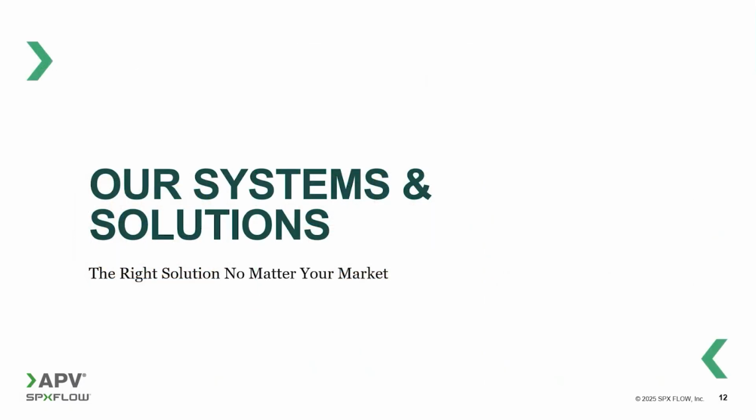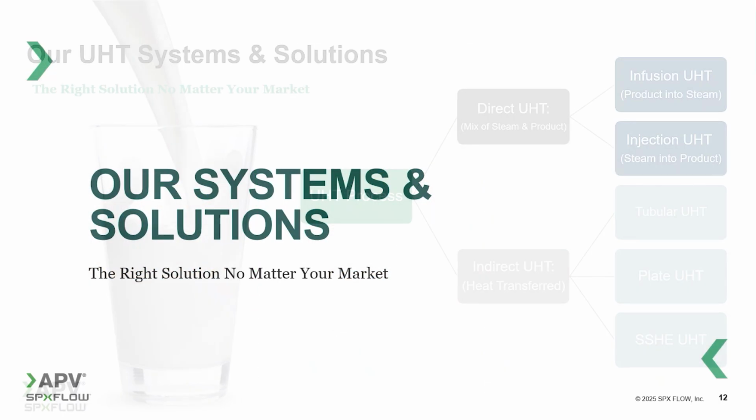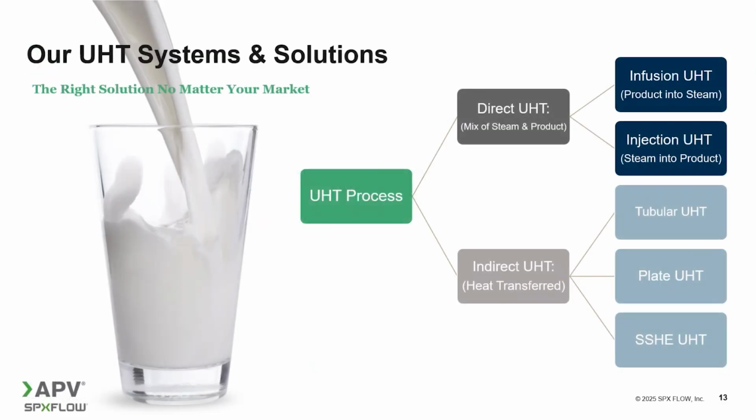Now we move into our UHT solutions. So within the UHT processing, we can differentiate between direct UHT and indirect UHT. In the direct UHT, we have an actual mix between the steam and the product, and we can distinguish between infusion and injection. In the infusion system, it is the product going into the steam, whilst in the injection system, it is the steam going into the product.